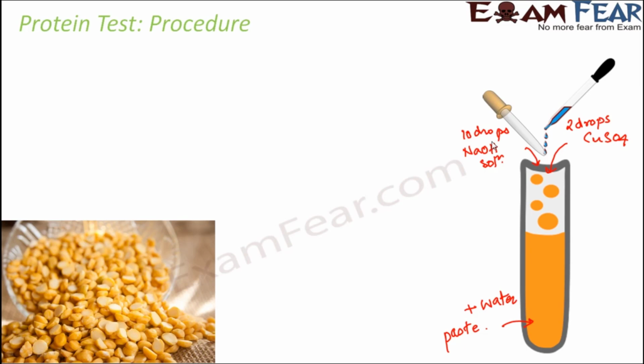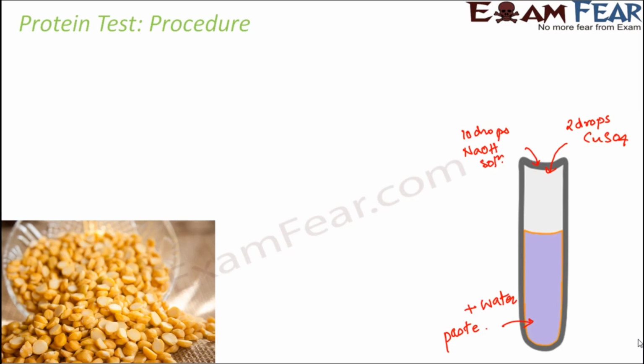And then you shake the test tube really well so that all the things get mixed together very well. The caustic soda solution, copper sulfate solution, the paste of the pulses, everything should get mixed really well. Now once you have shaken it really well, you leave it undisturbed for a couple of minutes. You just leave it as it is. Do not move it, do not shake it.